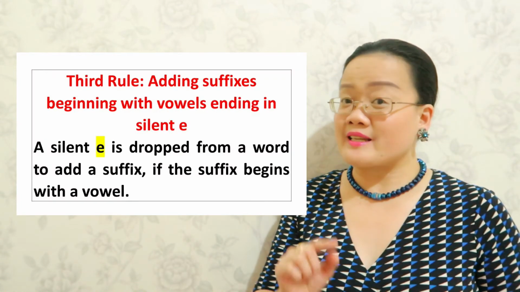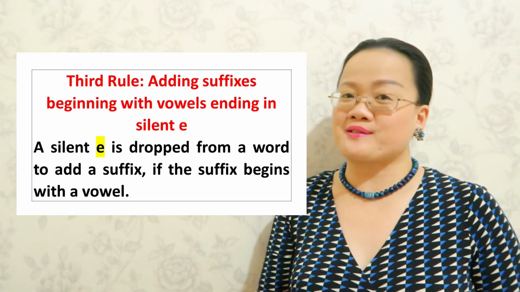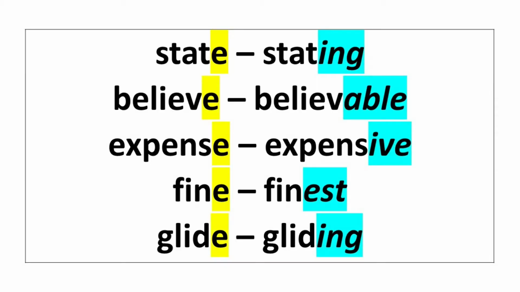A silent E is usually dropped from a word to add a suffix if the suffix begins with a vowel. For example, state, stating, believe, believable, expense, expensive, fine, finest, glide, gliding. Notice again that those in yellow are the silent E's of the listed words and they are dropped when added with a suffix that begins with a vowel. These suffixes are highlighted in blue.